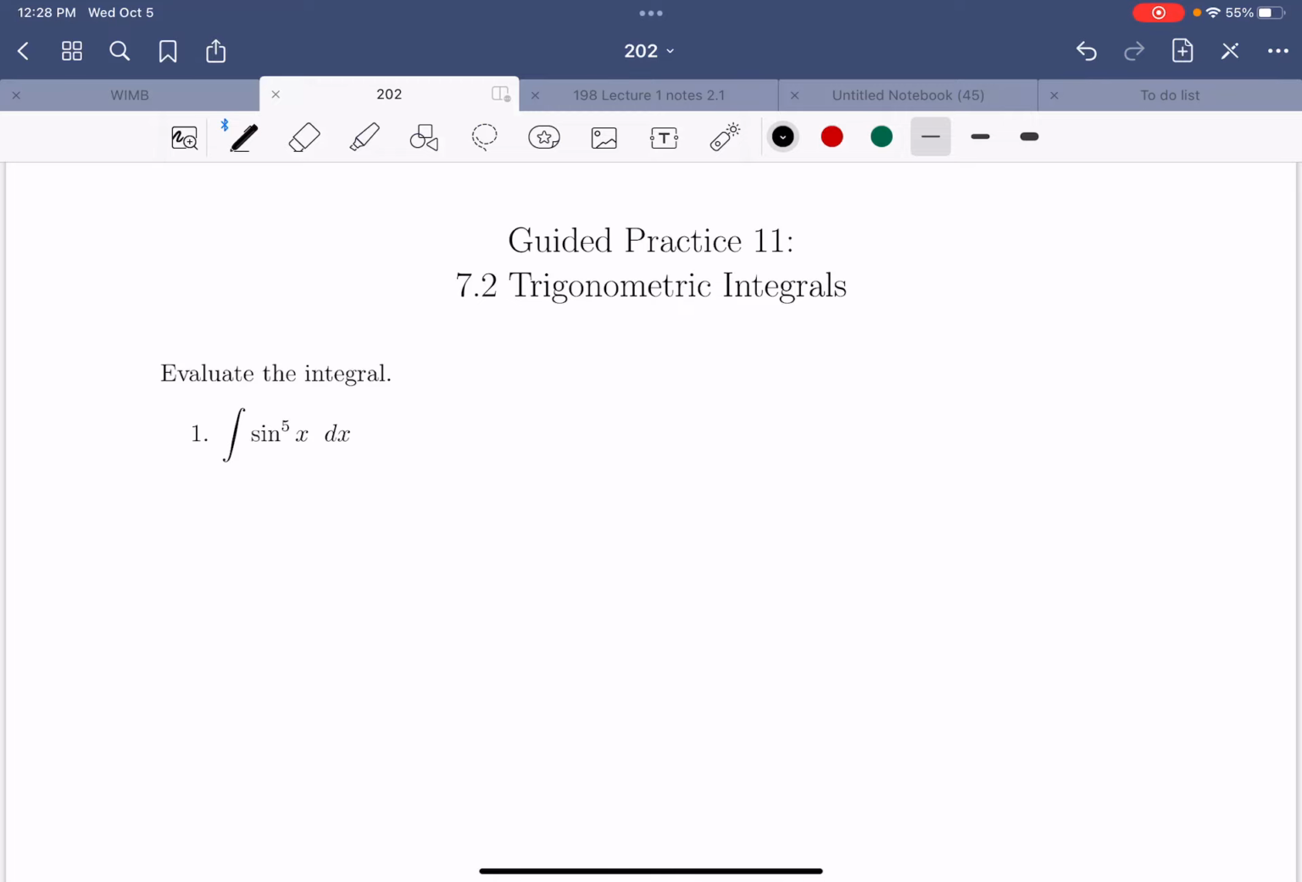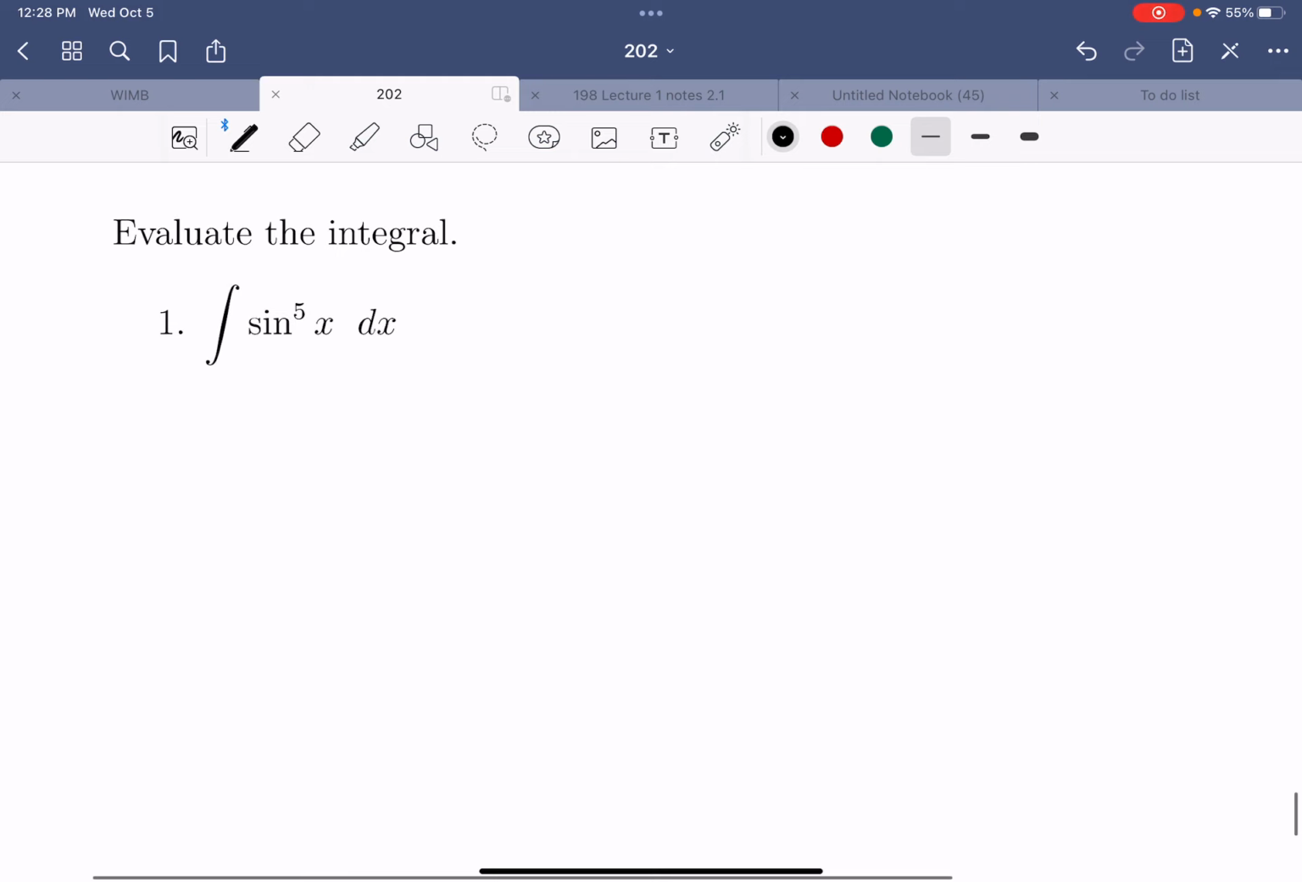These are our guided practice problems from module 11. These are 7.2 trig integrals. Remember that we do something different if we have an odd power than if we have all even powers. In this case, I've got an odd power, so I am going to move one of those away.